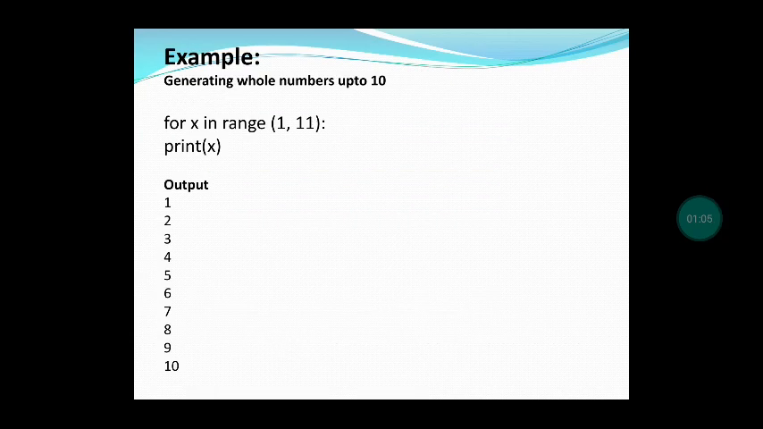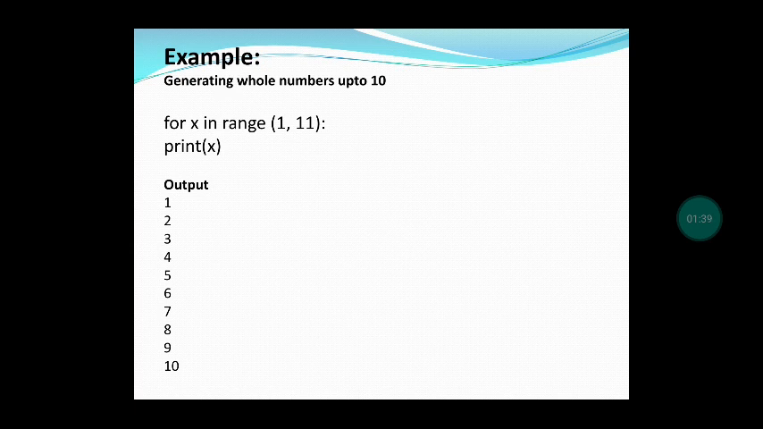Next we will see an example for the range function. This example is about generating whole numbers up to 10. That is, we have given for x in range 1, 11. 1 is the beginning value and 11 is the ending value. But the ending value 11 is upper limit minus 1, so 11 minus 1 is 10. So 1 to 10 will be printed in this example.